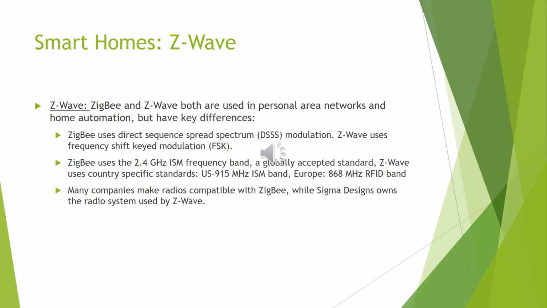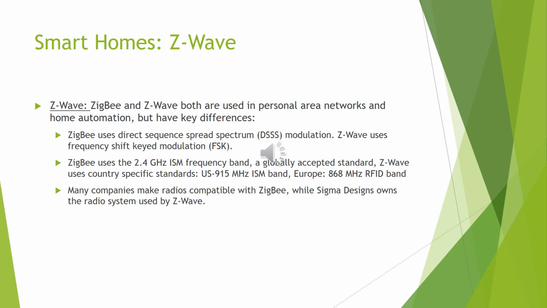However, there are some key differences. Zigbee uses direct sequence spread spectrum or DSSS modulation. DSSS modulation transmits message signals at a bandwidth larger than the needed bandwidth for the message signal. This method helps prevent interference of the transmitted signal.